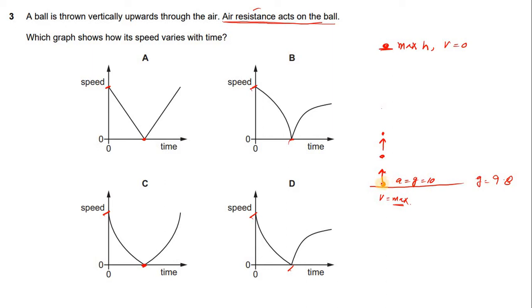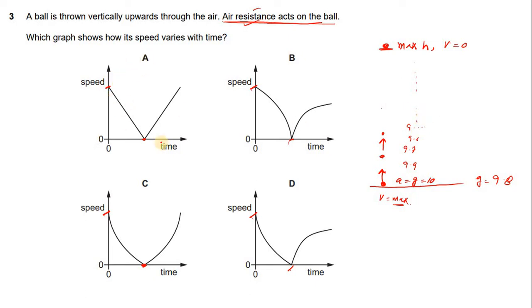But as the ball rises up, air resistance is acting. So acceleration will not be 10, it will be less than 10. Maybe 9.9. And as the ball goes up, acceleration will be 9.7, 9.6 and 9.5 and so on. Acceleration is continuously decreasing. Remember, velocity is decreasing, acceleration is decreasing.